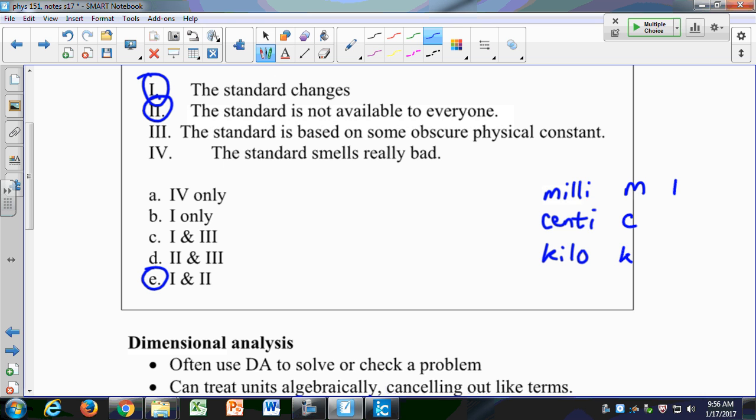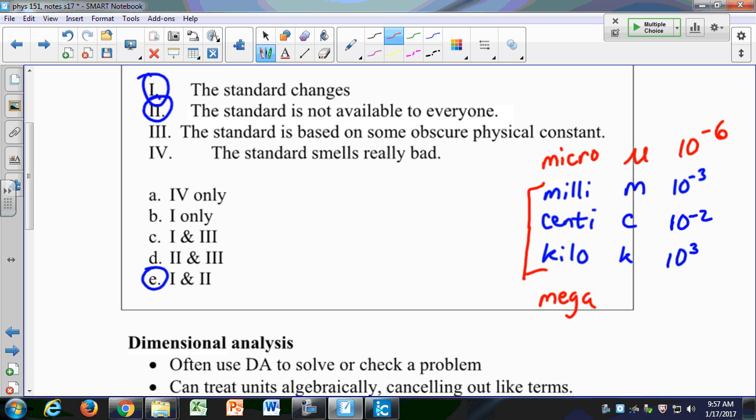Milli is 10 to the minus third. Centi is 10 to the minus 2. And kilo is 10 to the third. All right. You'll also encounter these, but you'll encounter some others as we go along. You'll encounter micro, which is a lowercase Greek letter mu, and it is 10 to the minus 6. And then you'll also encounter mega, which is a capital M, which is 10 to the 6.